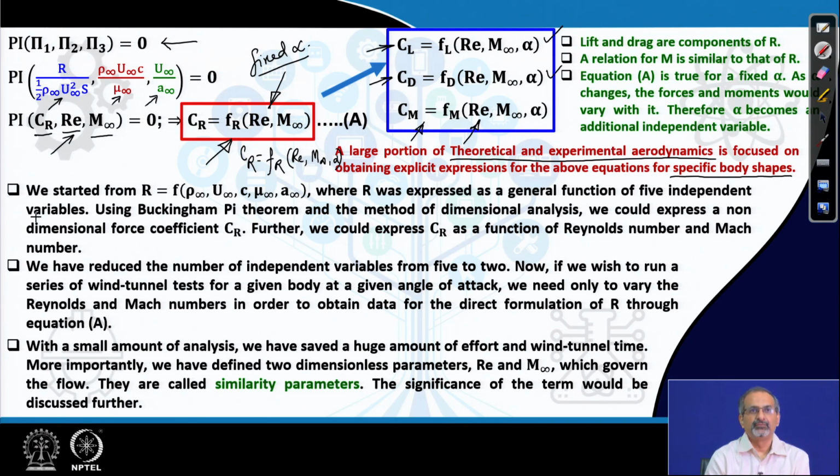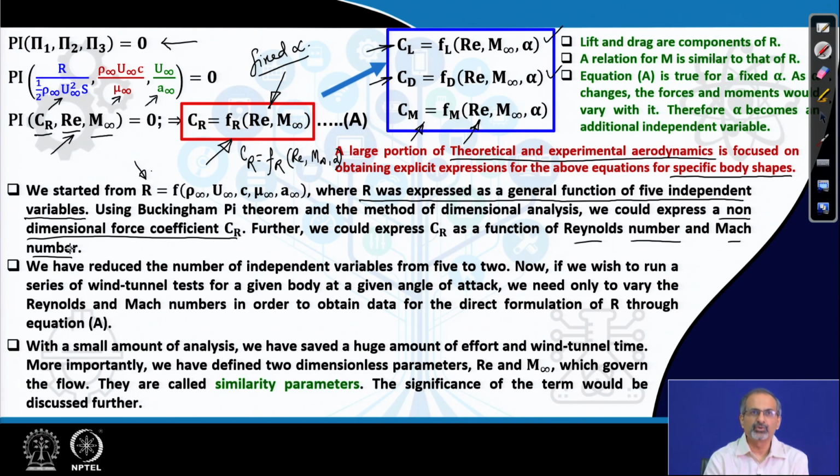What have we achieved? We started from here, and R at that point was expressed as a general function of 5 independent variables. When we applied the steps of Buckingham pi theorem for the dimensional analysis, we expressed a non-dimensional force coefficient CR, that was through the pi 1. Further, we could express that CR is a function of Reynolds number and Mach number. So, we have reduced the number of independent variables from 5 to 2 basically.